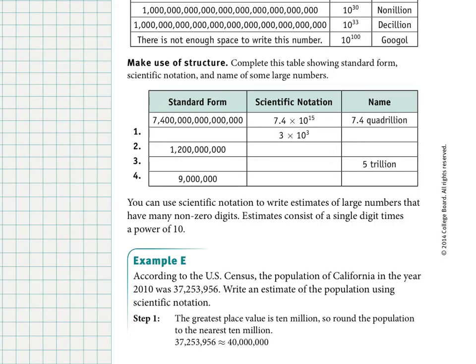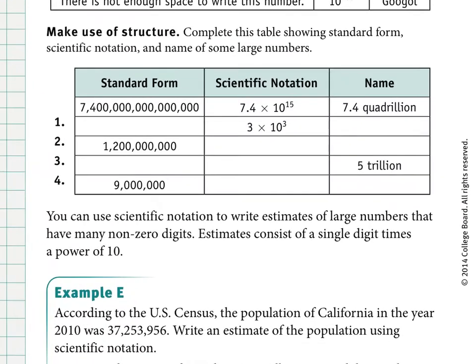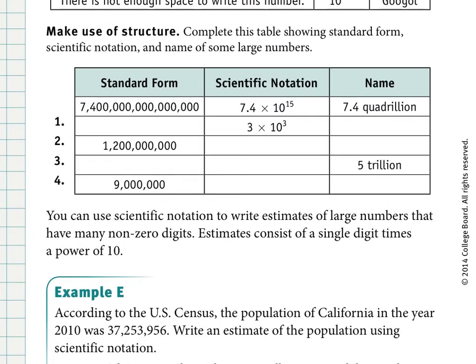All right, so let's take a little bit longer look at a couple more examples. Let's see if we can get this table filled in with just different representations. So you see in the first one, it's 7.4 quadrillion. Okay, so it's actually a word, quadrillion. So it's 7.4 times 10 to the 15th.